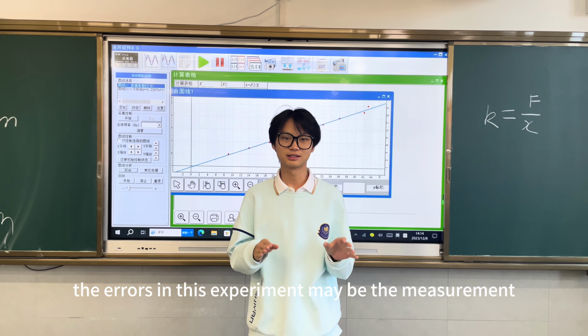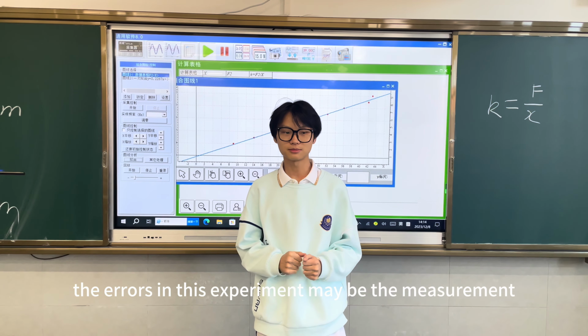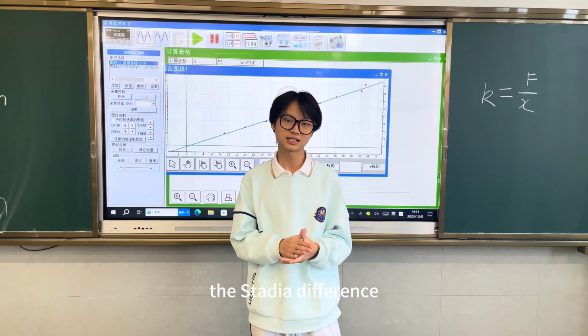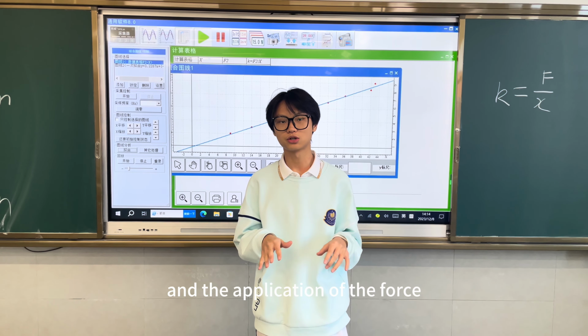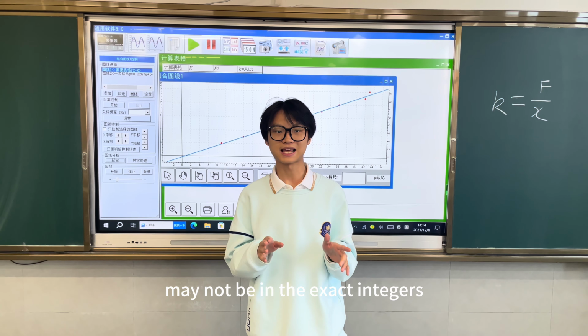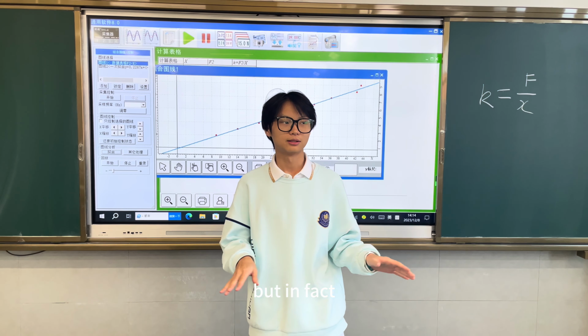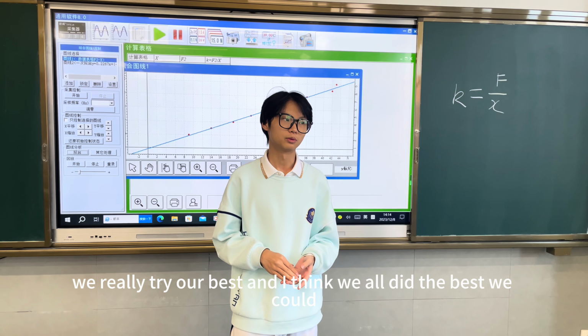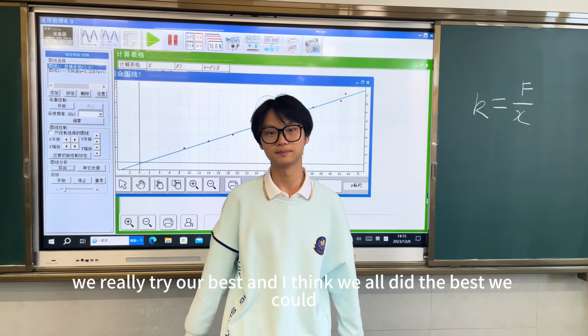The errors in this experiment may be measurement errors, including the systematic difference, and the applied force may not be in exact integers. But in fact, we really tried our best, and I think we all did the best we could.